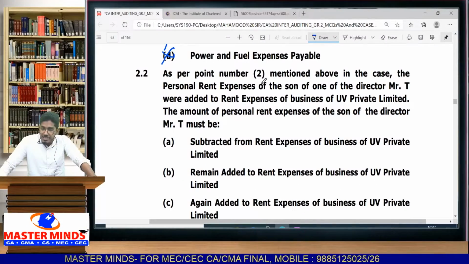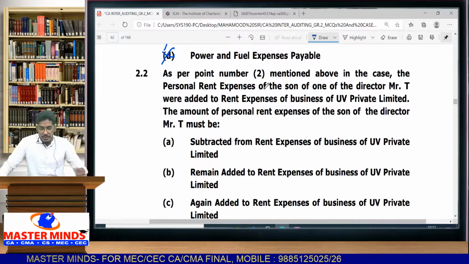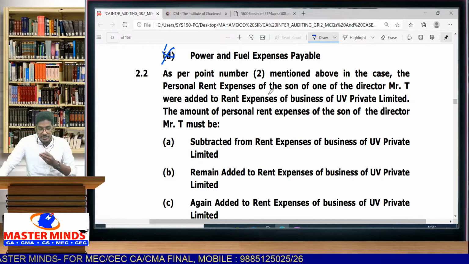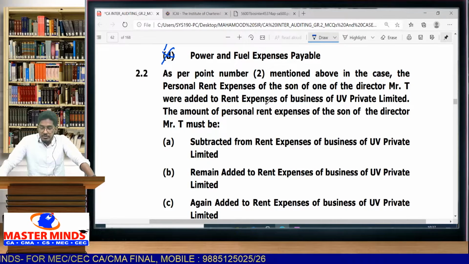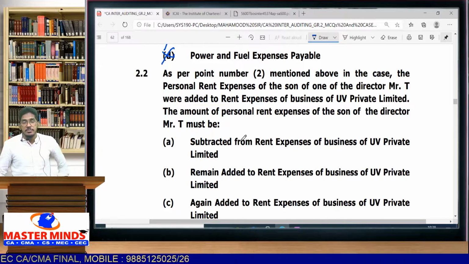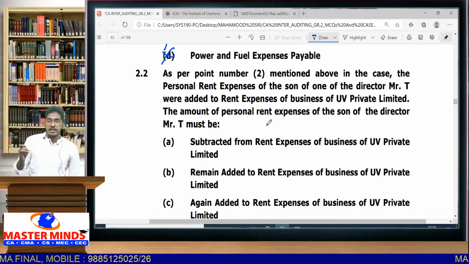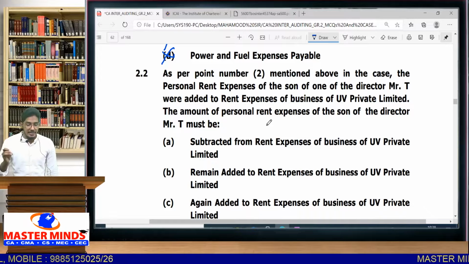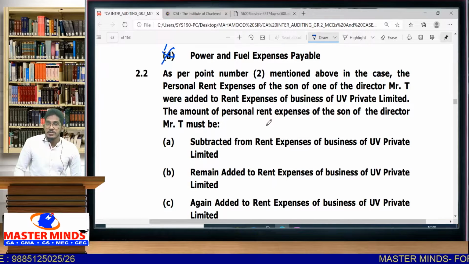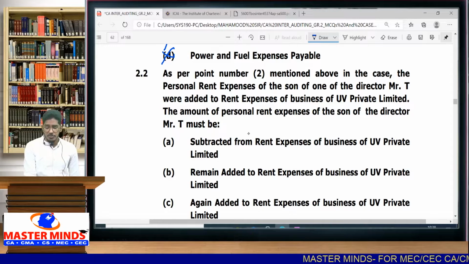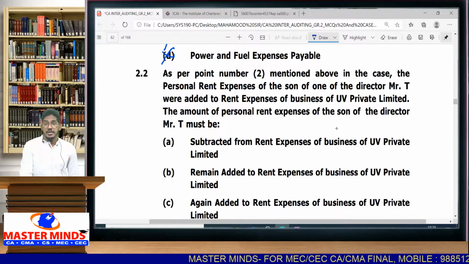2.2. As per point number 2 mentioned above in the case, the personal rent expenses of the son of one of the directors, Mr. T, were added to the rent expenses of business of UV Private Limited. So the rent which is paid by the son of the director has been shown as a rental expense of the company. Now what you have to do? The amount of personal rent expenses of the son of the director, Mr. T should be. So what should be the correct treatment? What should you do now?